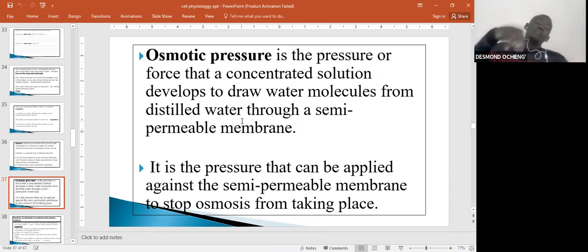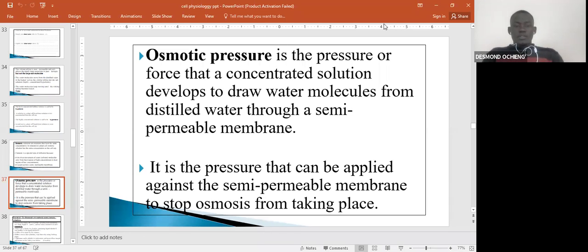It's just like adding more water into a concentrated tea so that it doesn't remain concentrated, but becomes dilute. So that pressure that is applied against the semi-permeable membrane so that osmosis can stop is also the osmotic pressure.